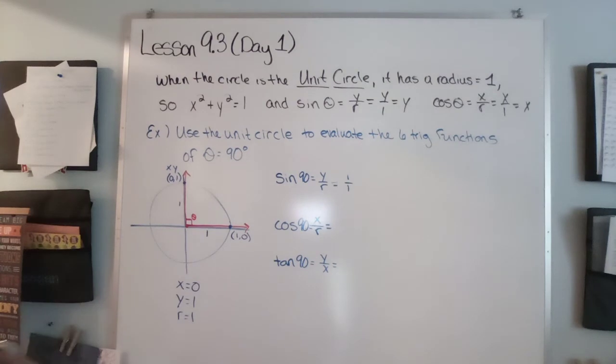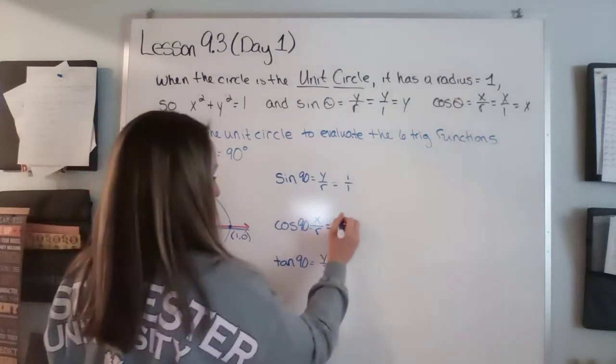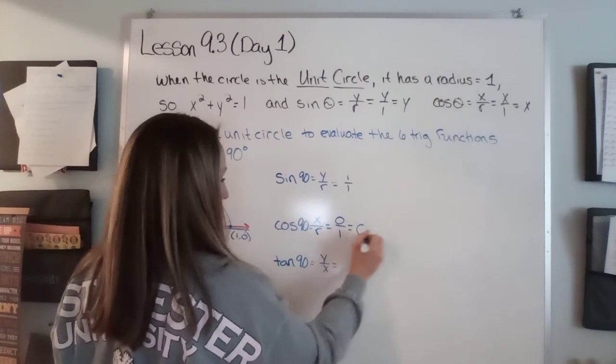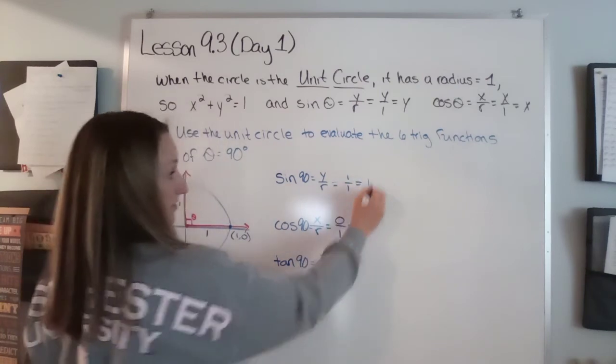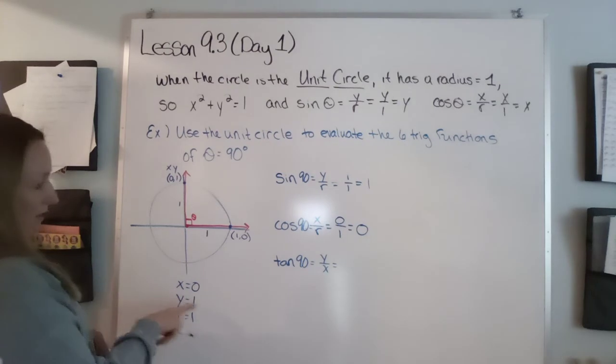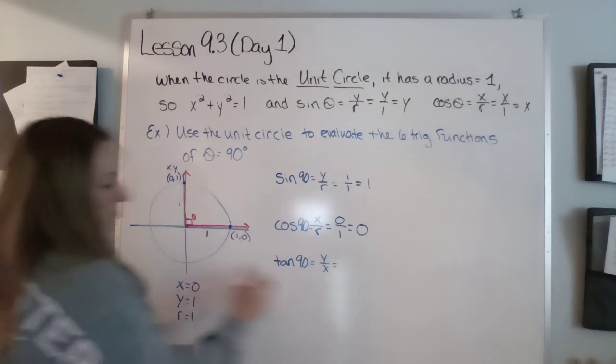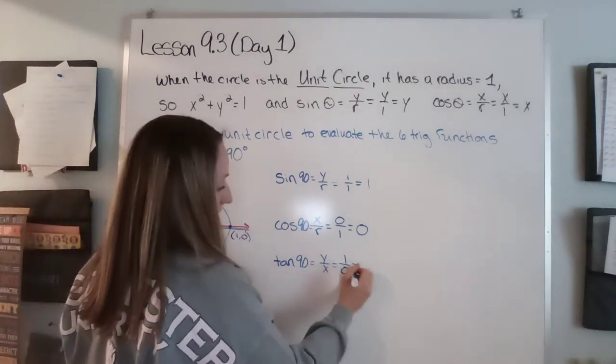All right, and then cosine, we're going to have 0 over 1, which is just 0. This, by the way, simplifies to 1. And then we're going to have y over x, which is 1 over 0, which is undefined.